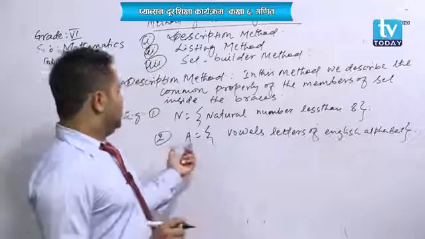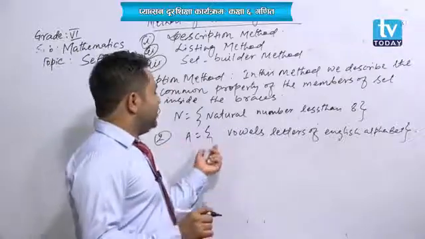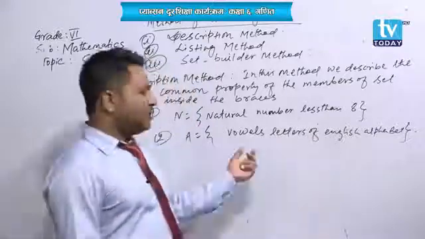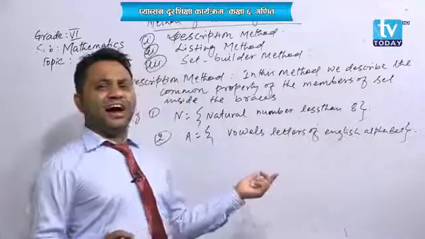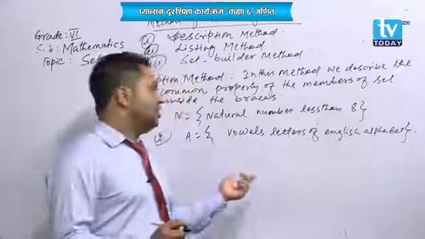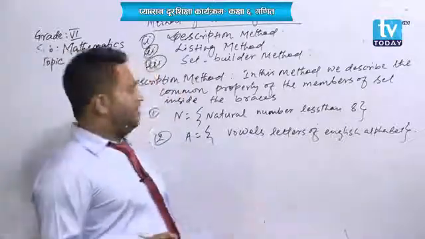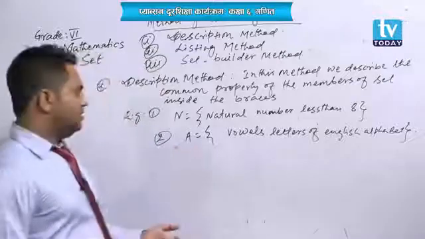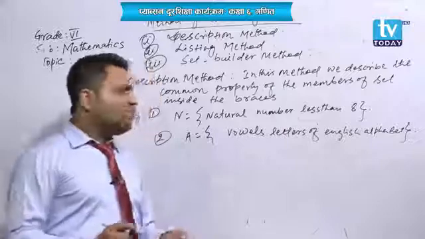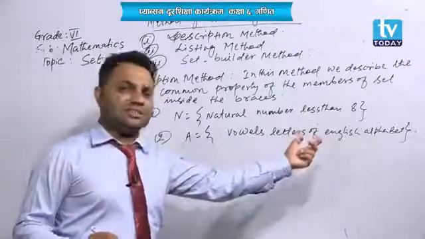Now example number 2: A equals vowel letters of the English alphabet. That is, you can write A, E, I, O, U. These are the vowels of the English alphabet. A is a vowel, E is a vowel, I is a vowel. All these are vowel letters: A, E, I, O, U. We describe the common property of the members of the set inside the braces.